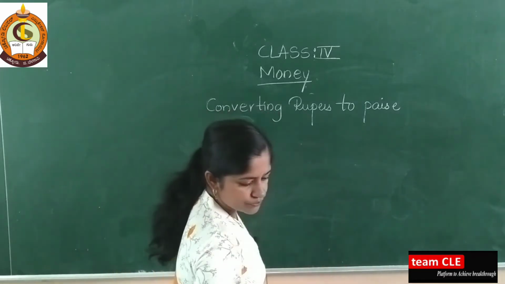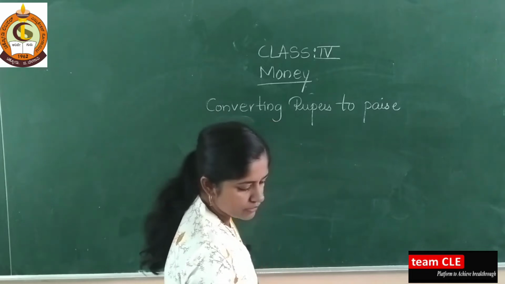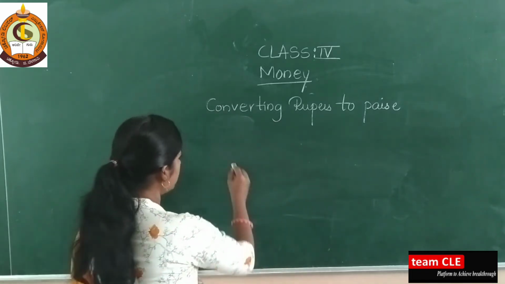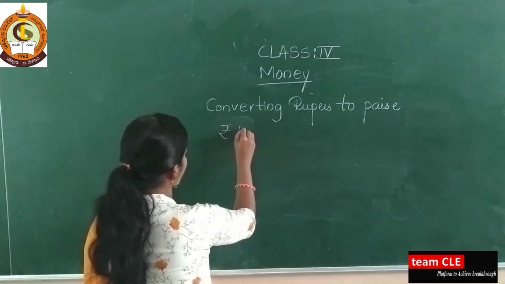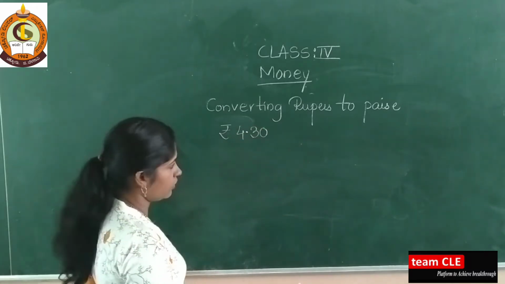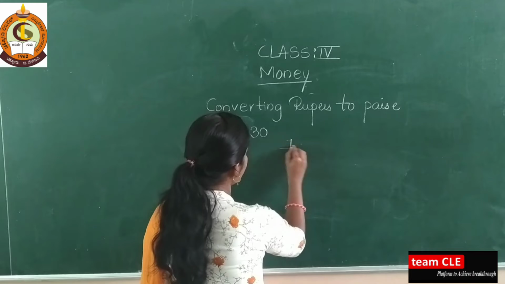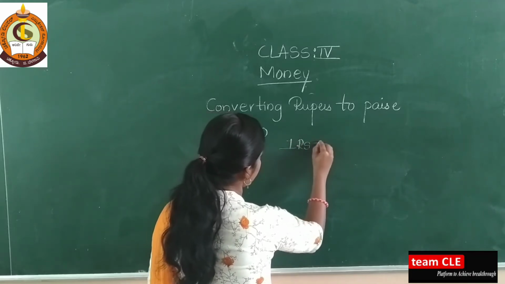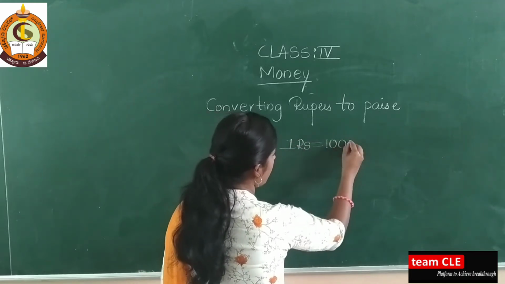So here I will take 4 rupees. The question is, convert 4 rupees 30 paise into paise. Okay, here also the same procedure. 1 rupee is equal to 100 paise.